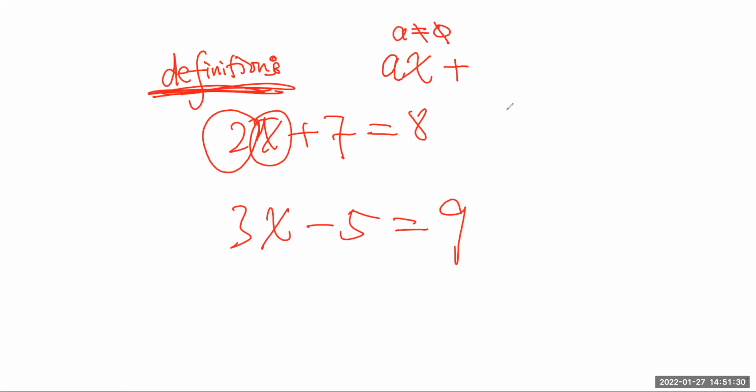Now we see that we have this term. Then we're going to add a constant, which we call b, equal to another constant, c. So b and c can be any number.